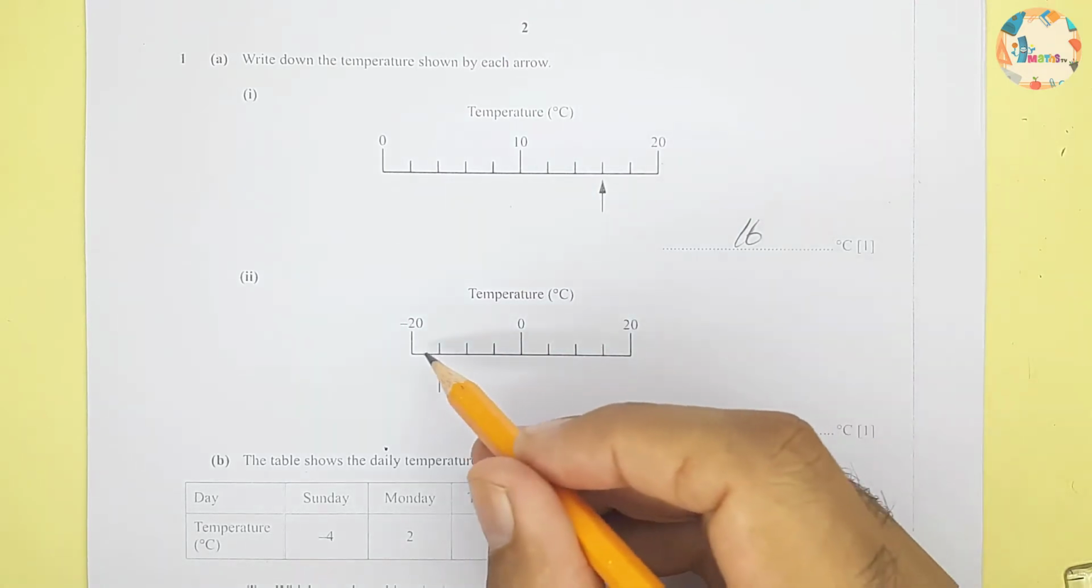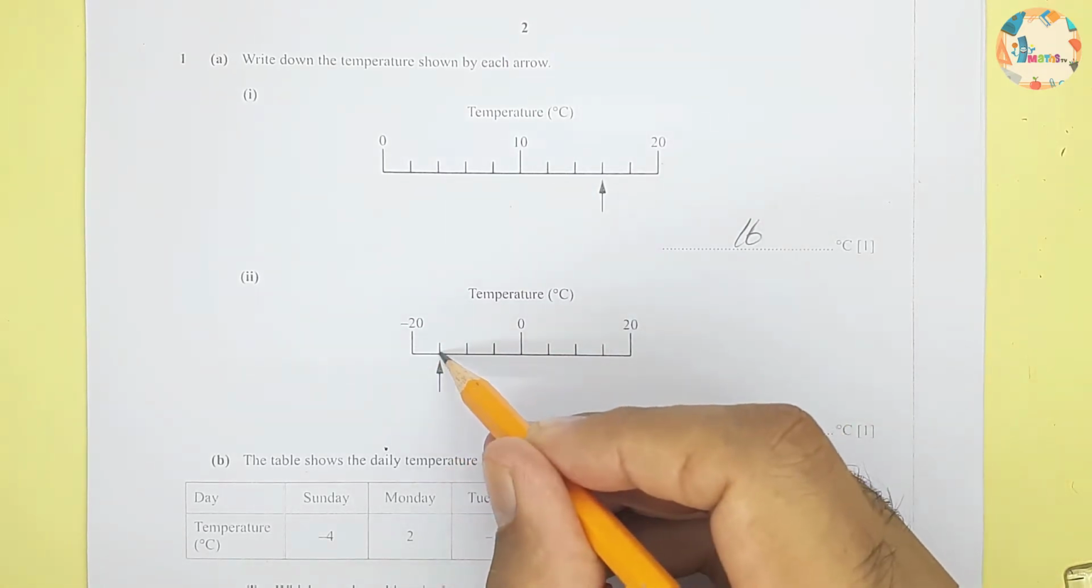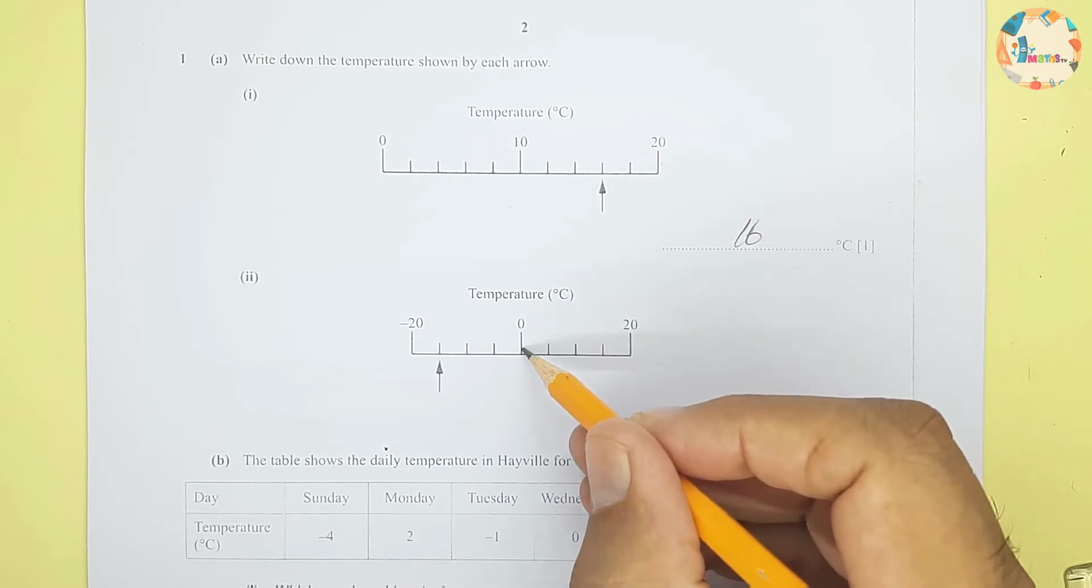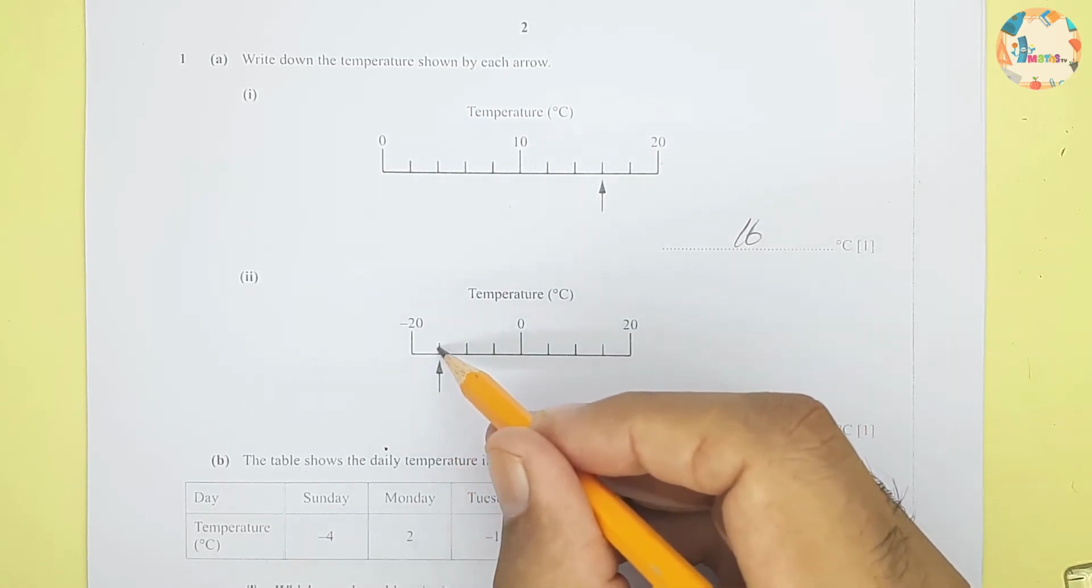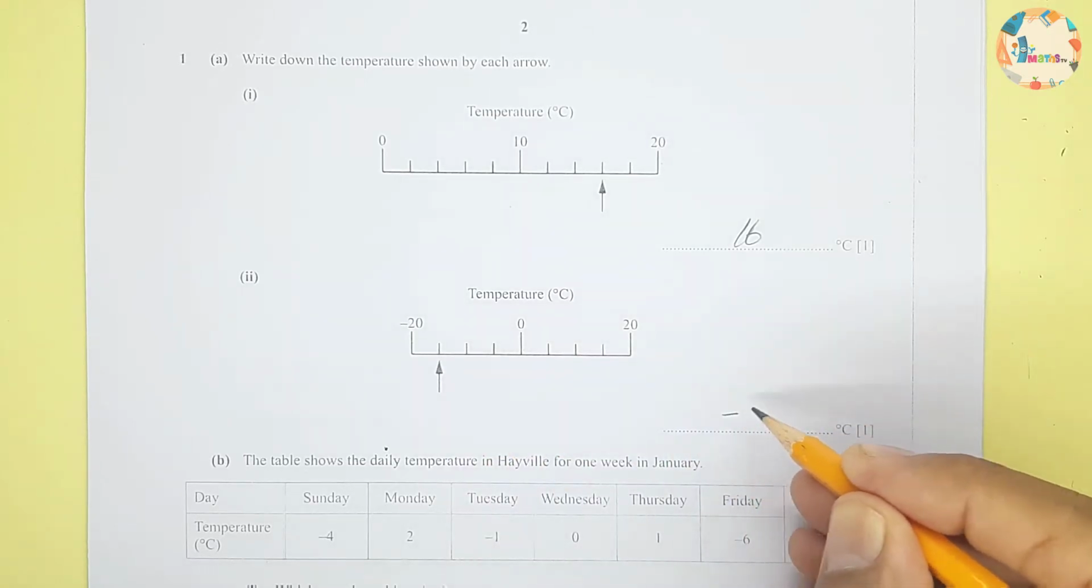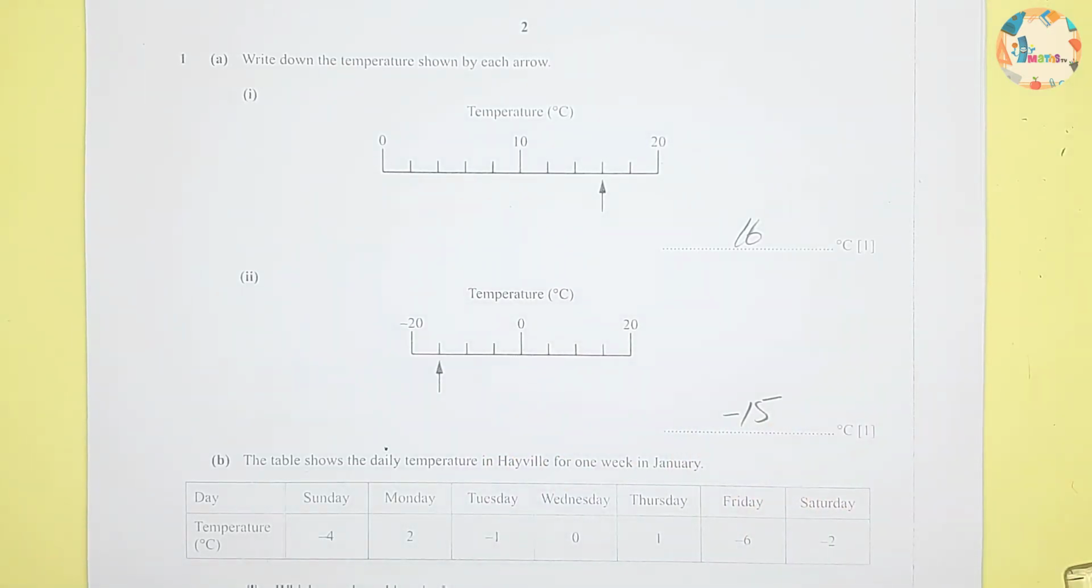And for this one, this is minus 20, and this is 0, so each one is 5, 10, 15 and 20. So it will be minus 15 over here, so minus 15.